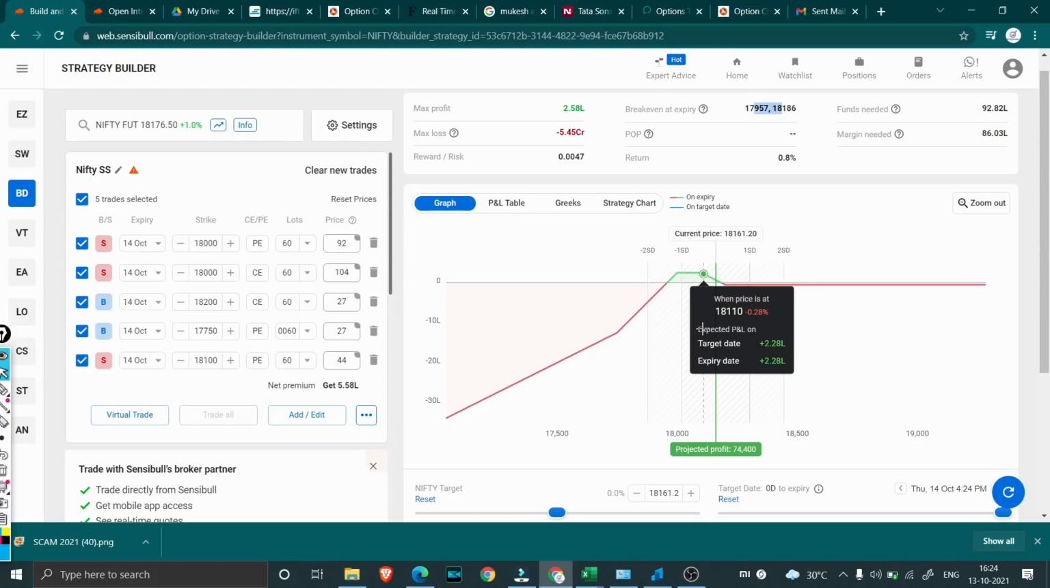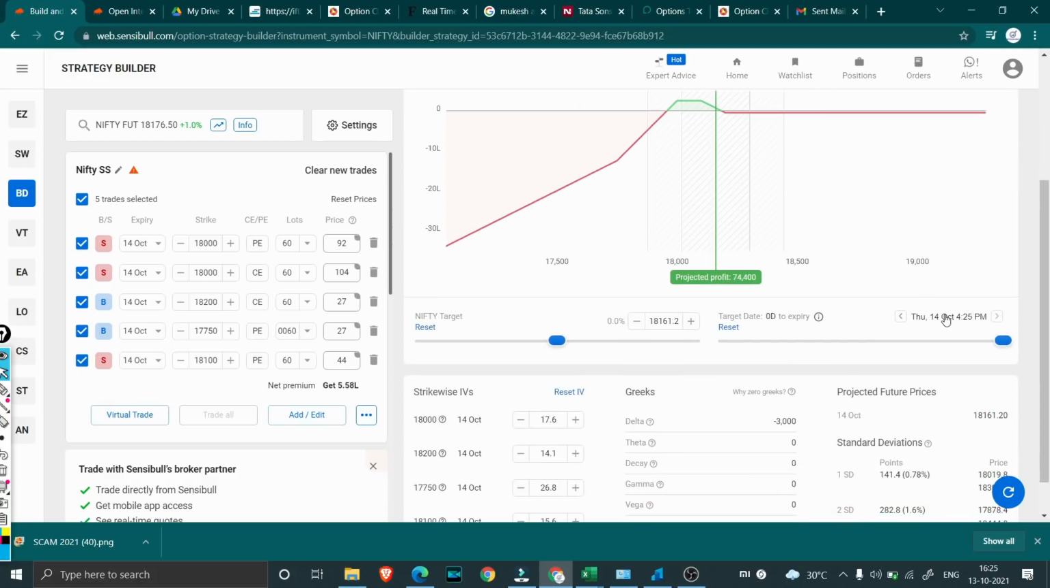And even if it comes down by 100 points, I'm quite happy because my break even is 17,975. I won't be adjusting until we come closer to 18,000. And here on the upside, I have 18,186. But what I would rather do is wait till we cross 18,200 decisively.